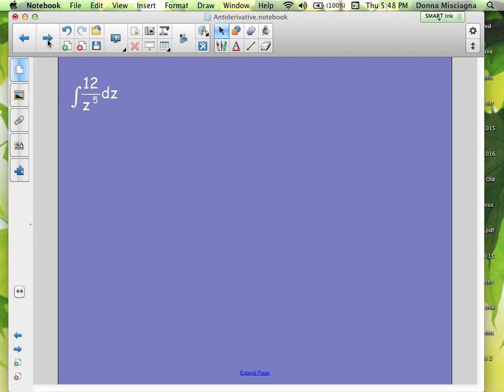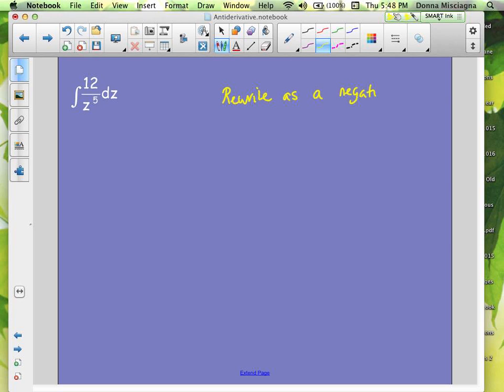Right, so this one is a power rule. It's a nice easy one actually, but I need a color I can write with on this, like yellow. All right, so we're taking, and if you like, I would rewrite this as a negative exponent rather than as a rational term. Okay. So this would be the integral of 12z to the negative 5 dz.